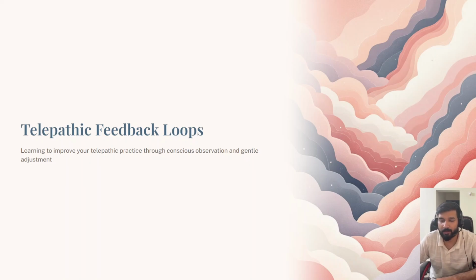Hello everyone. In this lecture, we'll learn about telepathic feedback loops. Let's look at this in a very simple way. How do you improve any skill? You try something, you observe what happened, and then you adjust. That cycle is called a feedback loop. And today, we are going to apply this to your practice.